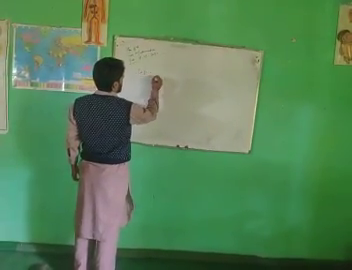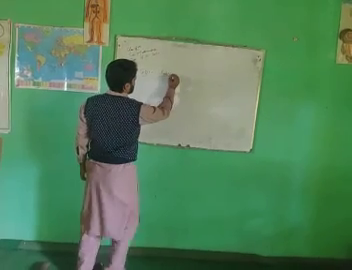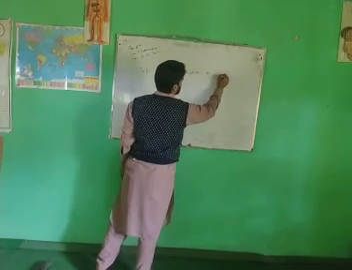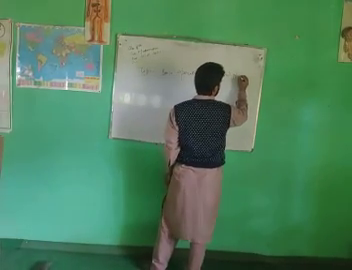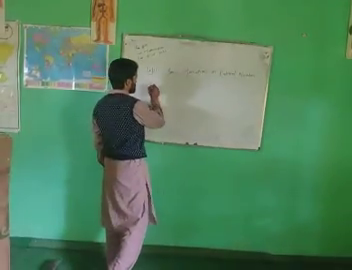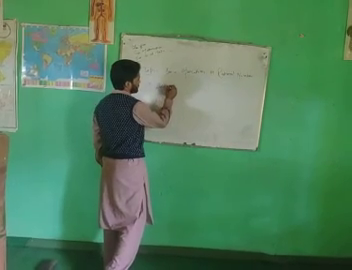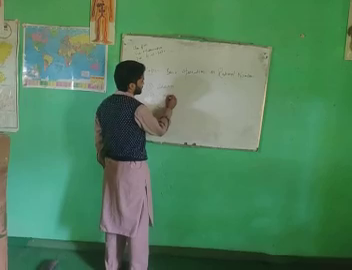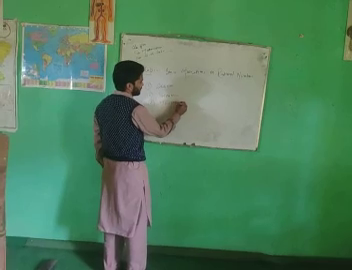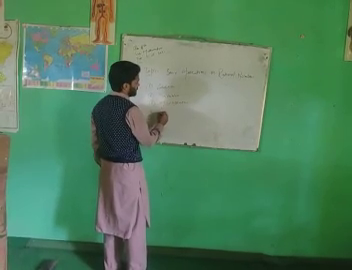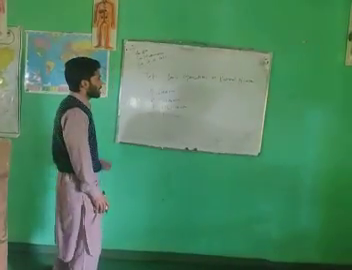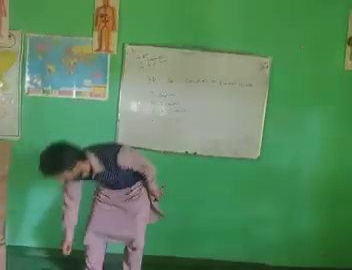Topic is our basic operations on rational numbers. The first basic operation is addition. Second one is subtraction. Third one is multiplication, and the fourth one is division. These are the four basic operations of rational numbers. Now we will discuss one by one.